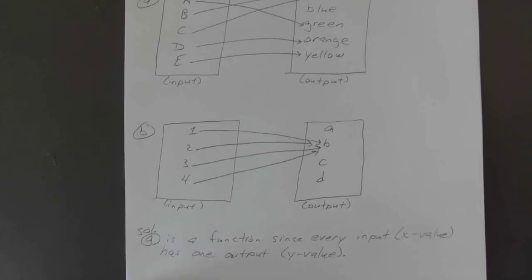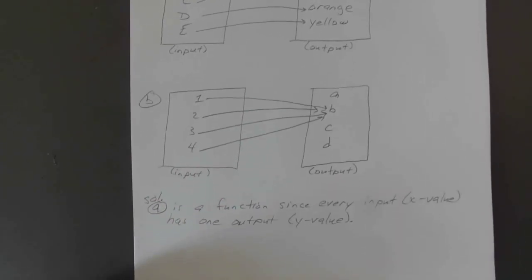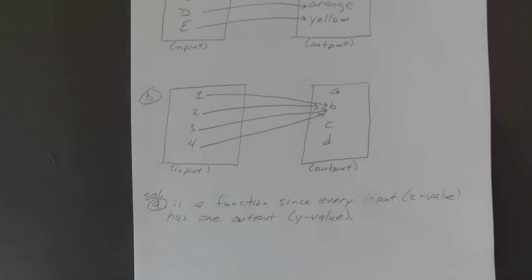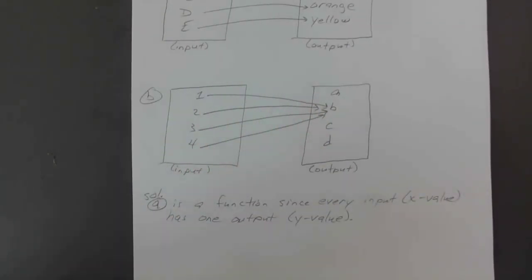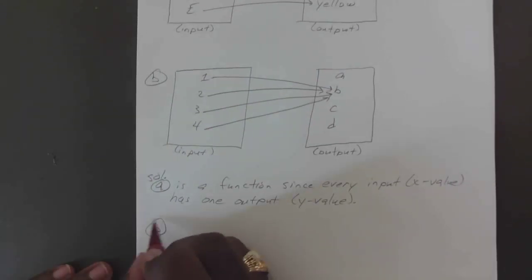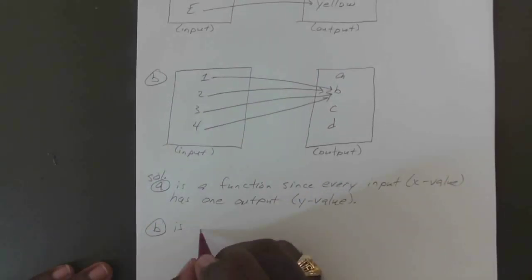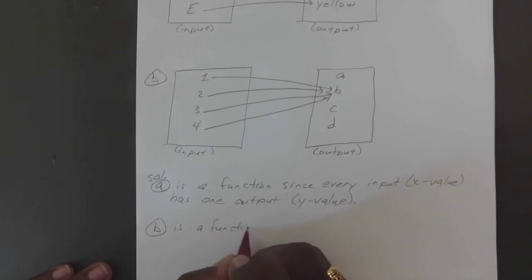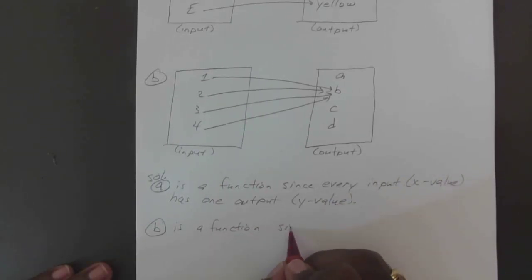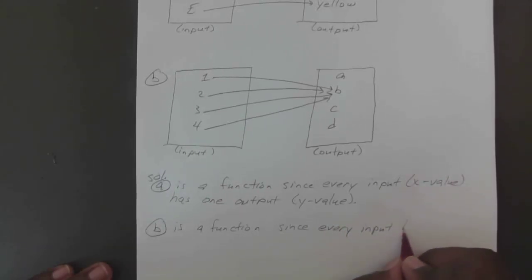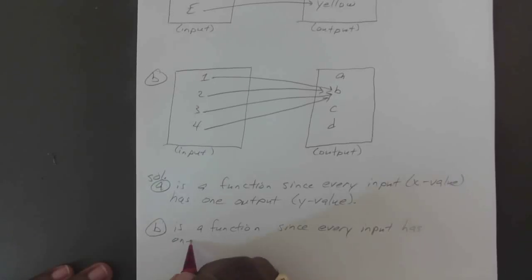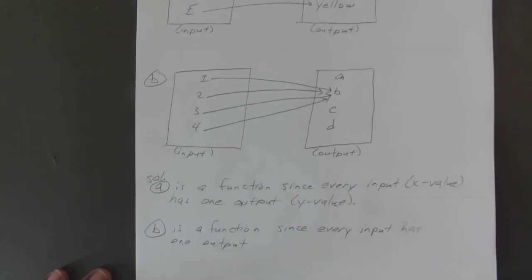Okay, so what about B? Yep, that's still a function. Even though they all have the same output, as long as you have just one arrow coming out of each one, it's going to be a function. Every input has one output. All right. So any questions on either one of those?